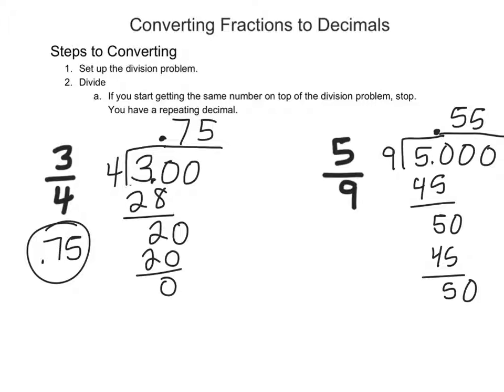So instead of continuing, I notice that the pattern starts to happen. So my decimal is going to be 0.5 repeating. It's never going to stop. There's no reason to keep going with the division because it's just going to keep going.